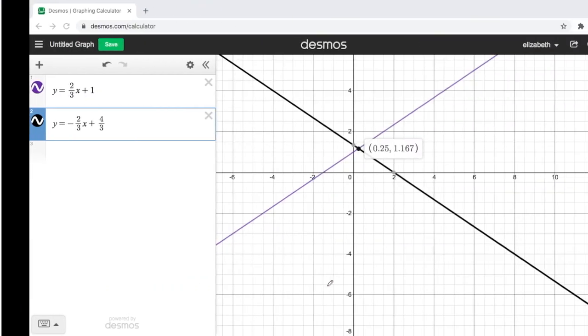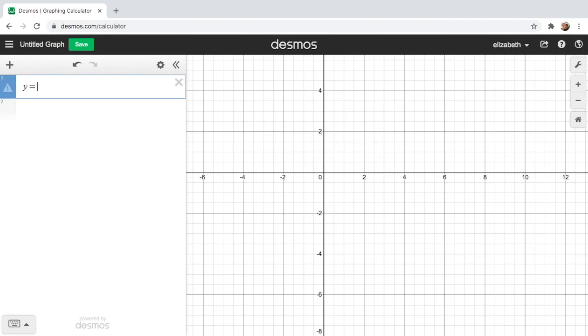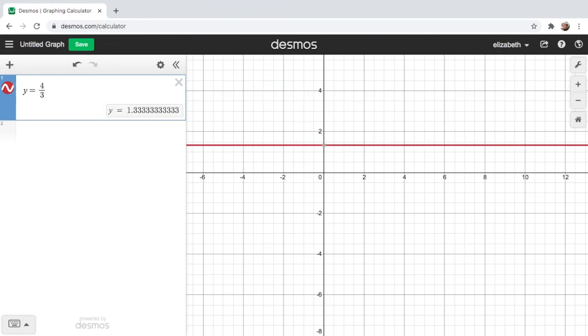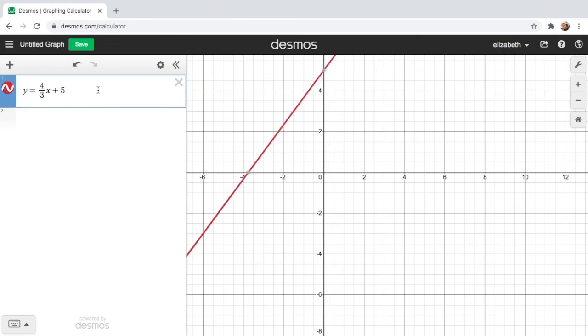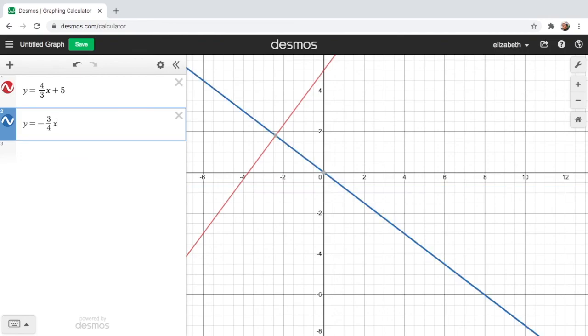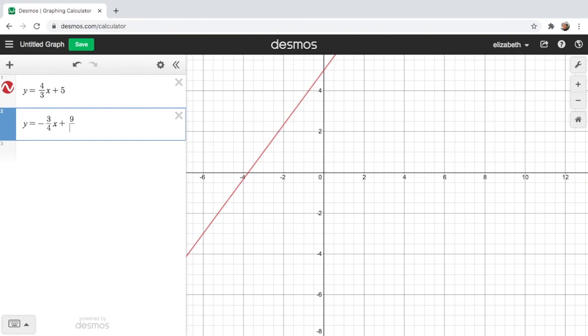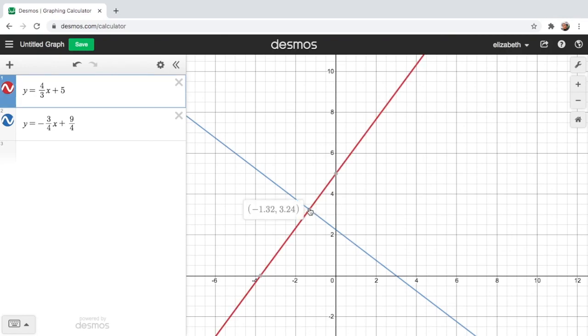So let us check. The first equation is y equals 4 over 3x plus 5. And the other one is y equals negative 3/4 x plus 9 over 4. And they are perpendicular.